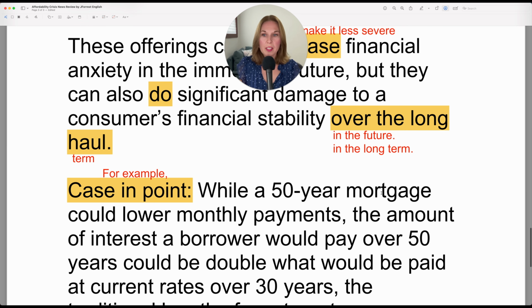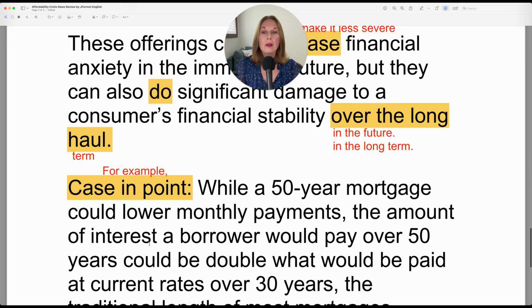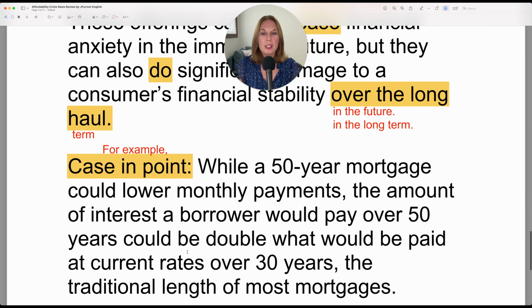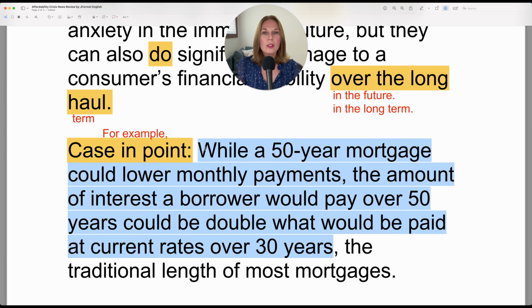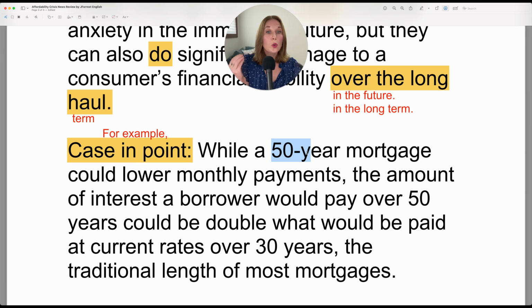while a 50-year mortgage could lower monthly payments, the amount of interest a borrower would pay over 50 years could be double what would be paid at current rates over 30 years. So what they're saying here is if you take out, which means you get a mortgage. So the phrasal verb for get a mortgage is take out. If you take out a mortgage, you pay interest. Interest is the cost of the mortgage. So maybe it's 5%, 10% interest, whatever it is. The bank decides that. You pay that interest every year. Well, of course, if it takes you 20 additional years, you're paying 20 additional years of interest. So they're saying that could be double.